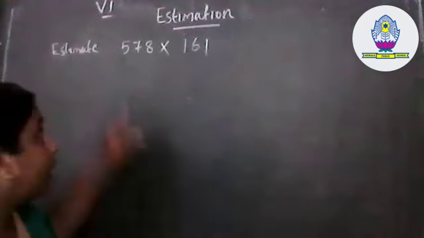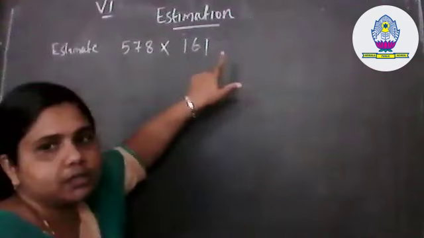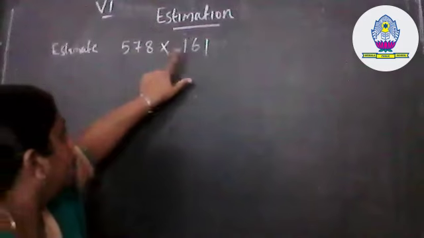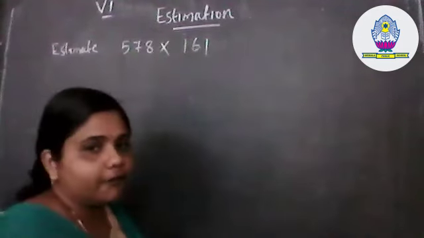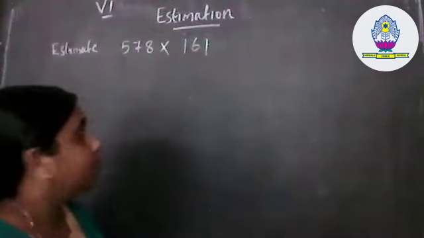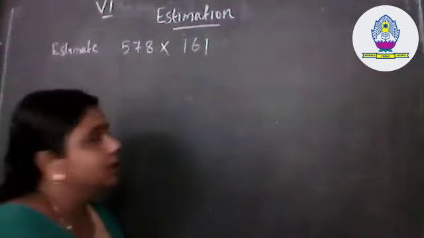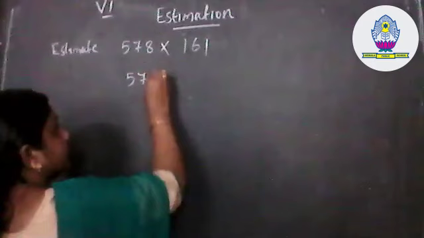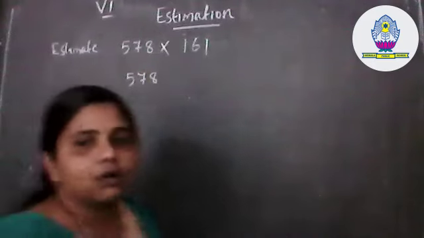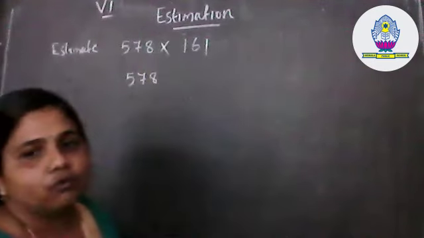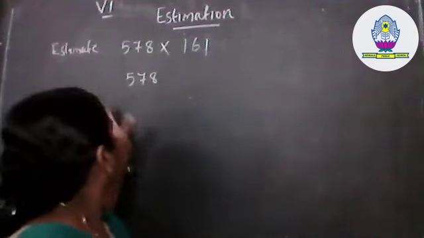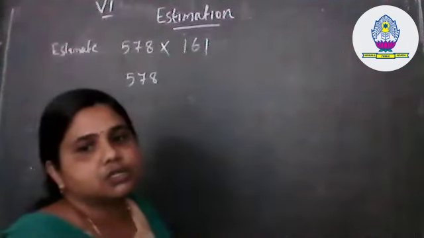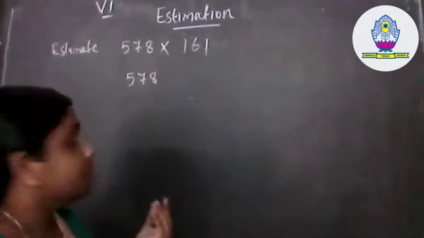Next one is estimate the product. Estimate the product of 578 into 161. So first we take the number 578. Here these two numbers have only 3 digits, so we have to round off these numbers to the nearest 100.